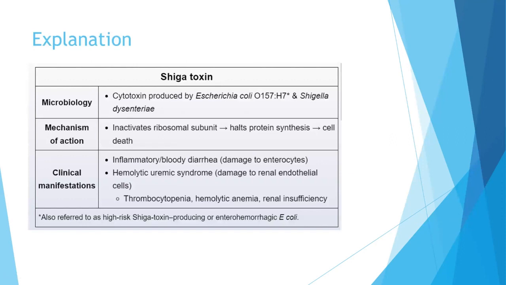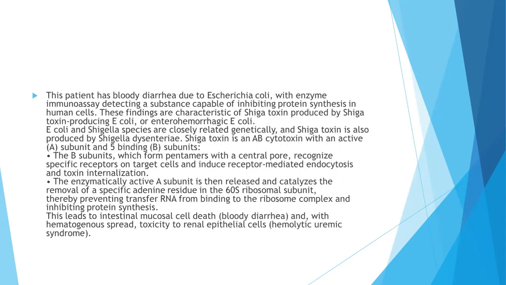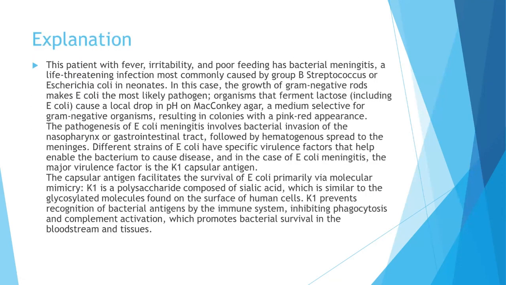And talking about exotoxin, these are the cytotoxins produced by E. coli O157:H7 and Shigella dysentery. They inactivate the ribosomal subunit, and they halt protein synthesis and ultimately can cause cell death. This is the same explanation in words. We have one more question here.